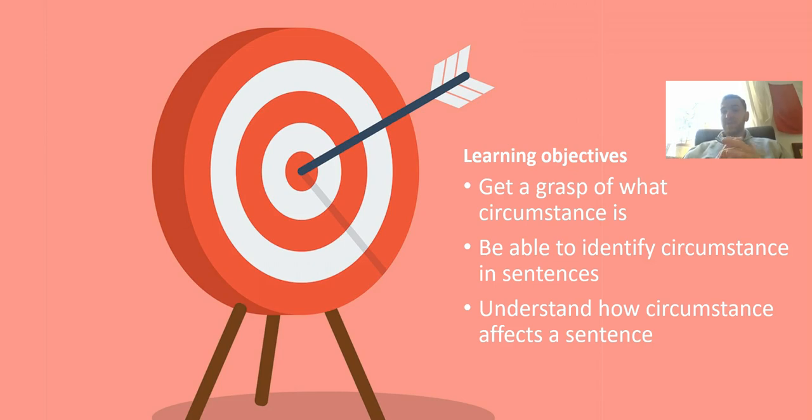The learning objectives this week will be to get a grasp of what circumstance is. Then we are gonna try to be able to identify circumstance in sentences, and then we are gonna try to understand how circumstance affects a sentence, and the meaning of the sentence.